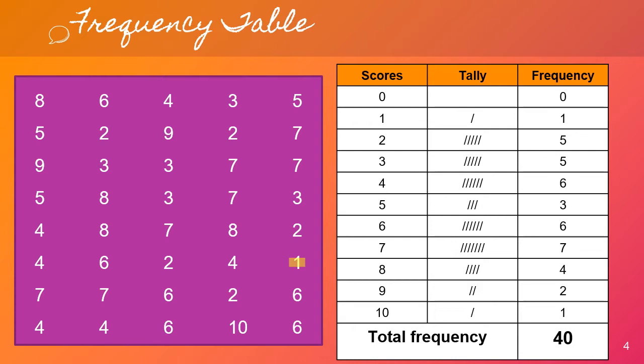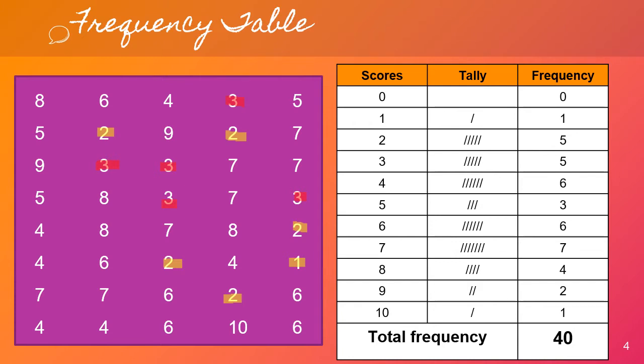The next is 2. We tally 1, 2, 3, 4, and 5. So in 2 we have a frequency of 5. Next, 3. We have 1, 2, 3, 4, 5. The students who got a score of 3 are 5 students.